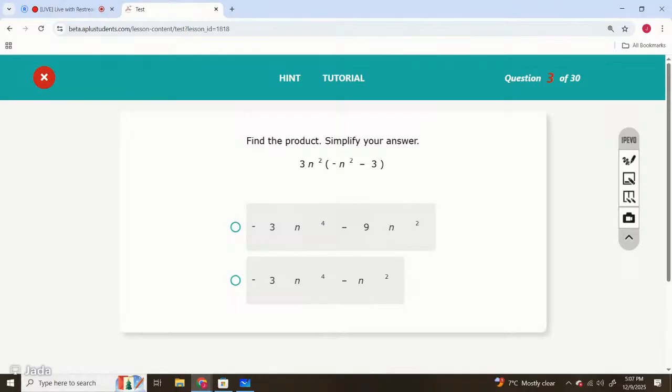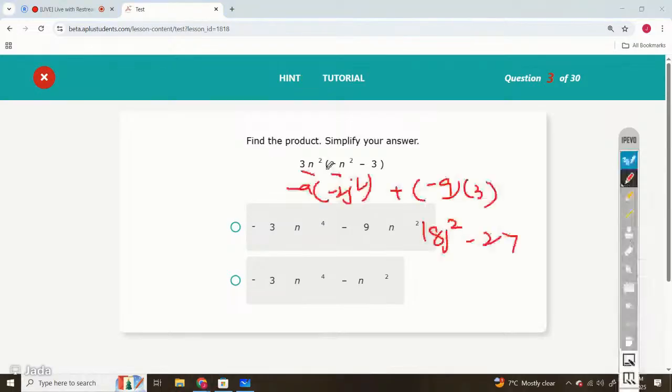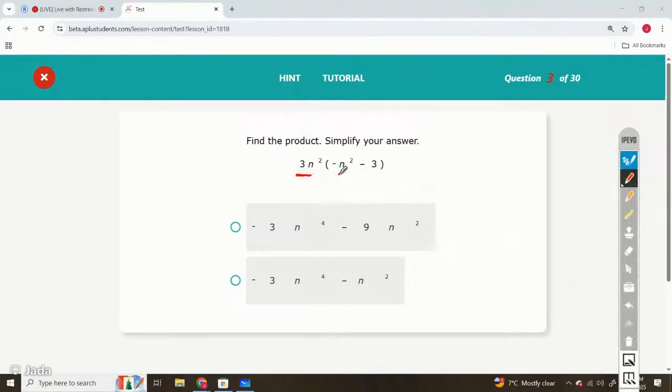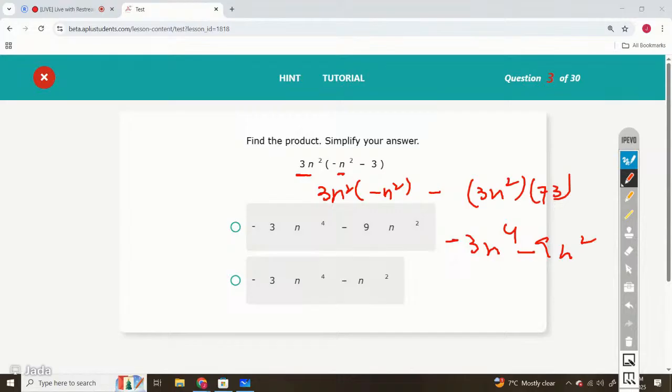Three n square times negative n square minus 3. So use the distributive property and multiply them. We have to do 3n square times negative n square, minus 3n square times 3. So we need to add the exponents, that is negative 3 times n exponent 4, and 3 times 3 is 9n square. Negative 3n to the 4 minus 9n square. Option number 1 is the correct option. Got it?